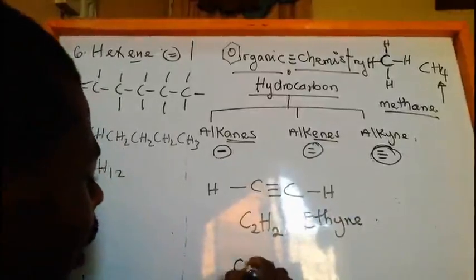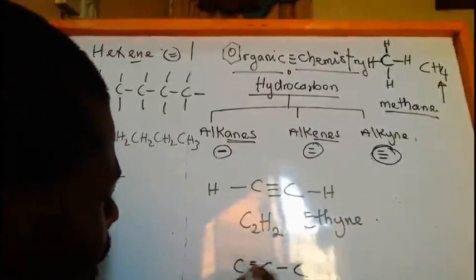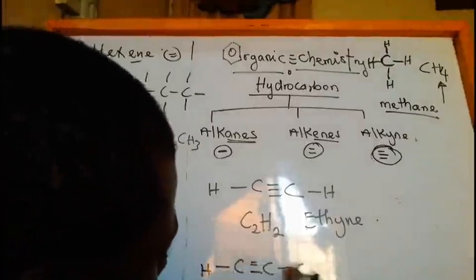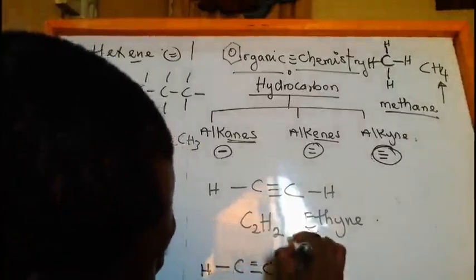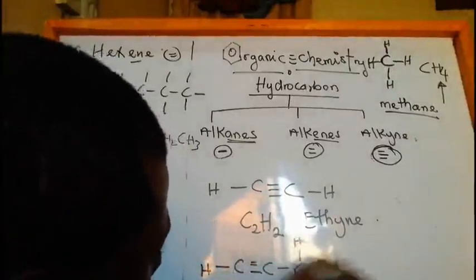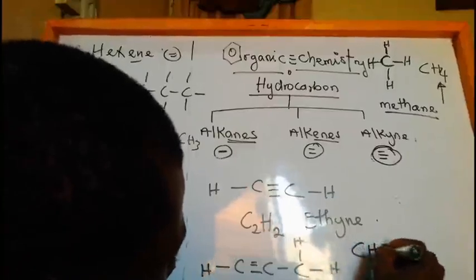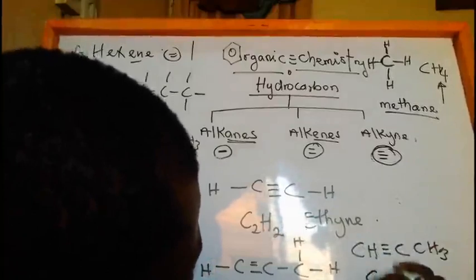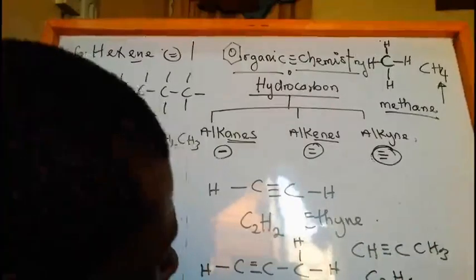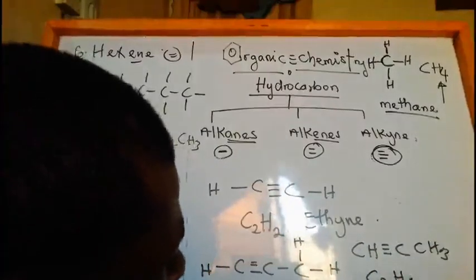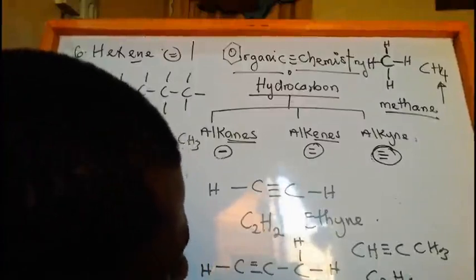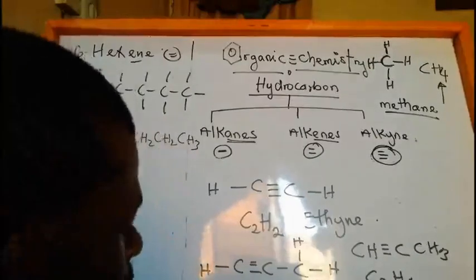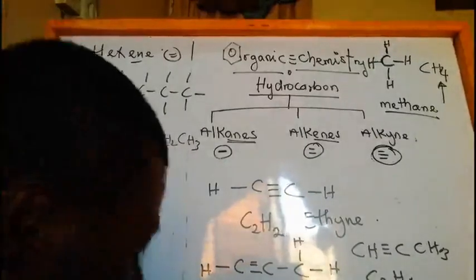So the next member, so that's 3 carbons. So I have it this way. So this is CH, triple bond C, and CH3. So this is 3 carbon and 4 hydrogen atoms. So the root name is prop, and because it is a triple bond hydrocarbon, it is going to be called propyne. So that's how I do the naming.